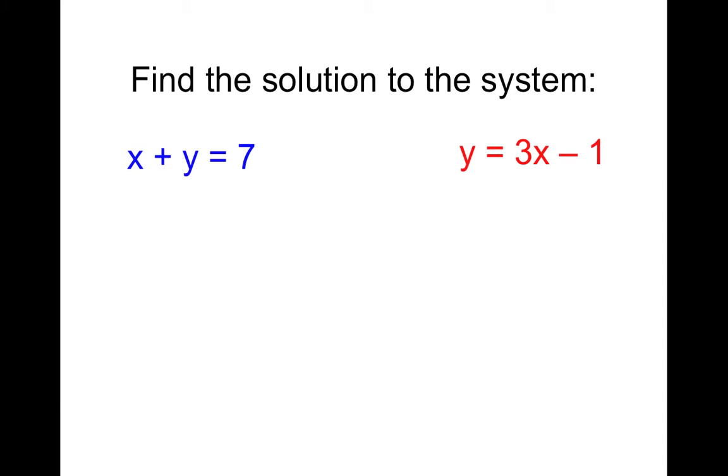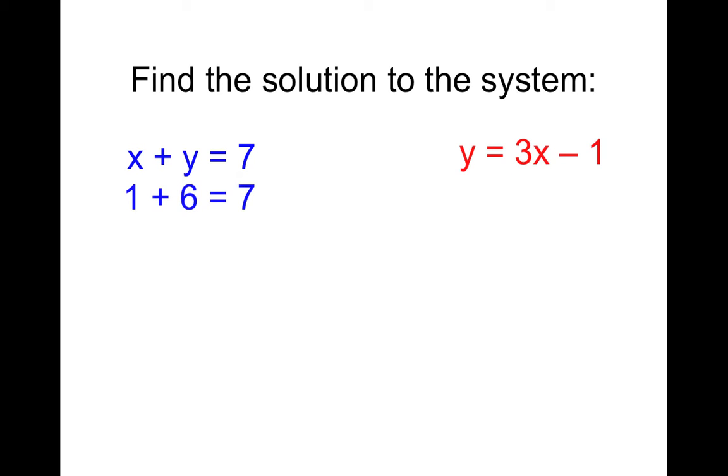We want to find the solution to this system. A system just means more than one equation. x plus y equals 7, and y equals 3x minus 1. While this blue equation on the left, x plus y equals 7, has tons of solutions.